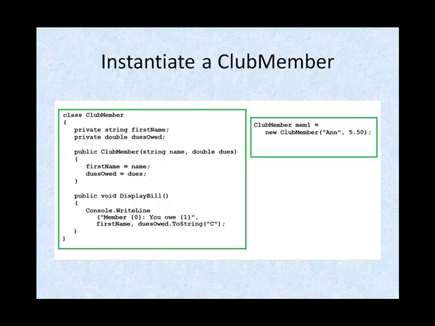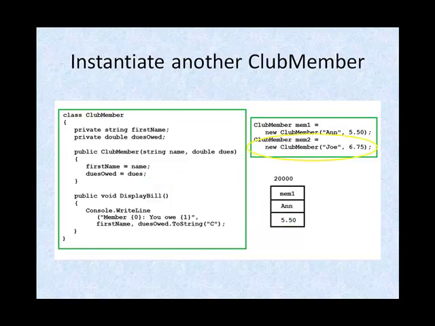Here's a statement that declares a ClubMember object. When you write this statement, the new operator sets up a new memory location for this object. Let's just say the object starts at memory address 20,000. It has a name associated with it, and when you send "Anne" to the name and 550 to the dues, they go to the appropriate memory locations. They go to mem1's firstName and duesOwed fields.